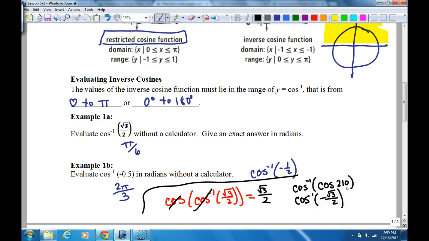Okay? Where is my inverse cosine of negative square root of 3 over 2? Where is it? 150. Oh, wait. Okay? I bet you just got it.